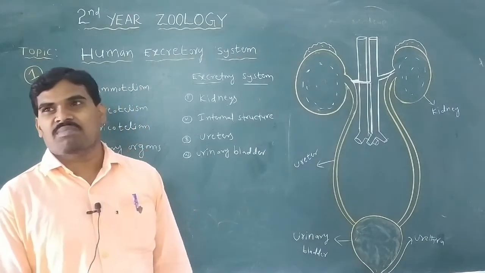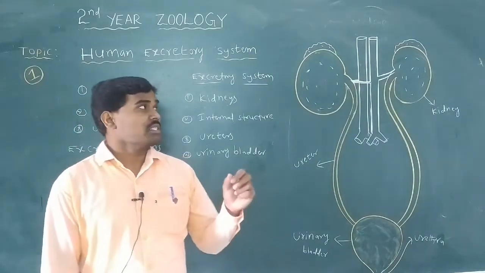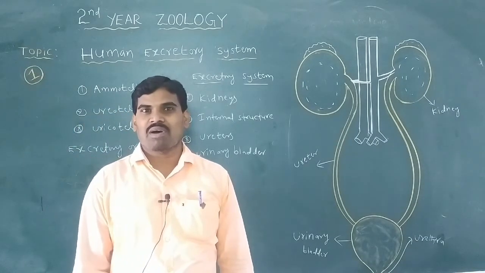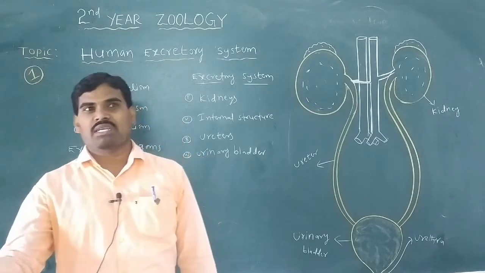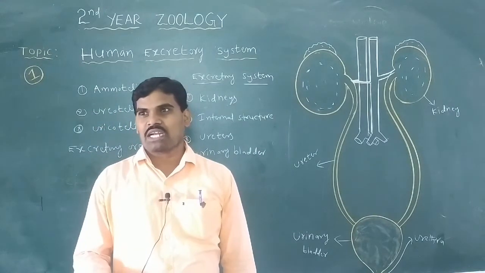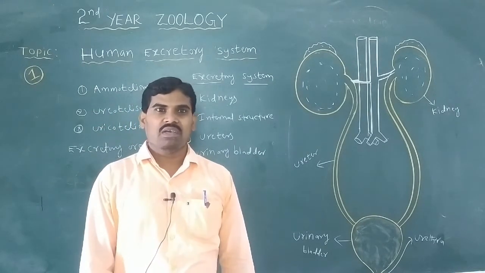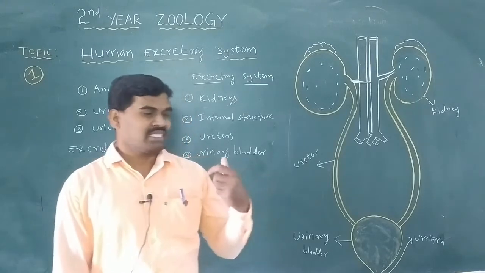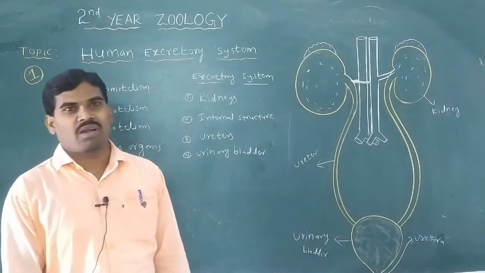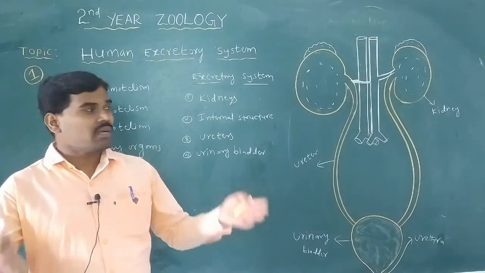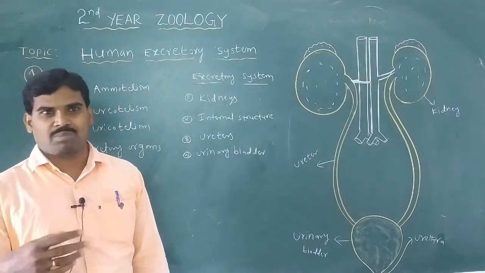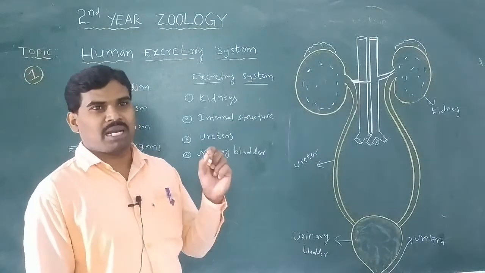What is the definition of excretion? Excretion means that in our bodies, a number of metabolic activities form end products, which are nitrogenous waste materials like ammonia, urea, and uric acid. These nitrogenous waste materials are released daily from metabolic activities such as protein metabolism, carbohydrate metabolism, and lipid metabolism.